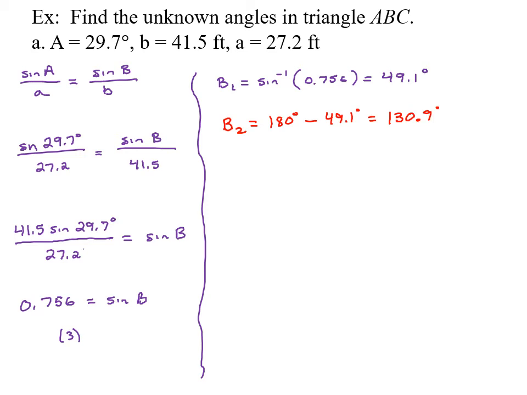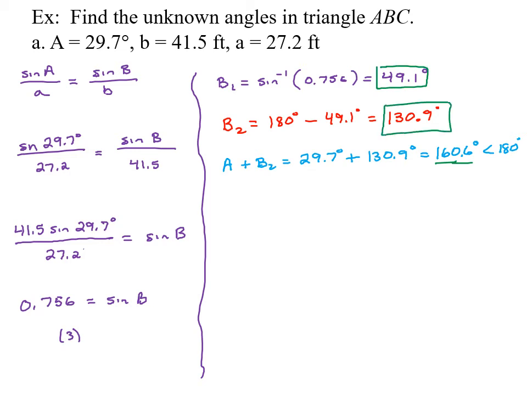Then I have to check it. If I added the A and the B2 together, my A is 29.7. My B2 is 130.9. If I add those together, I'll get 160.6, which is less than 180. And so because this number is 160.6, that is less than 180, then I know both of these angles have to work. And because they both work, there are two triangles.